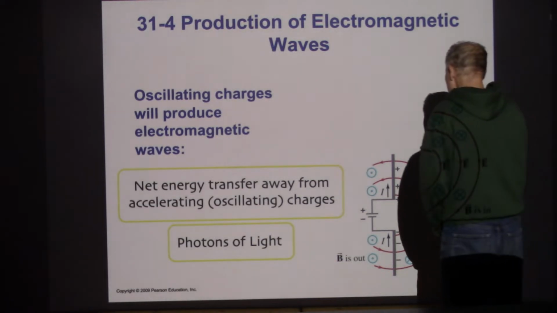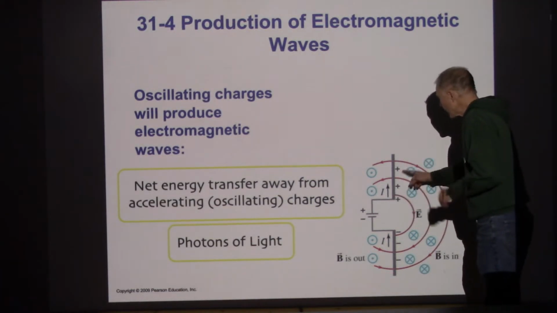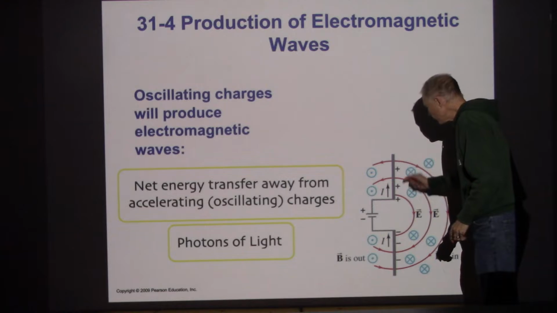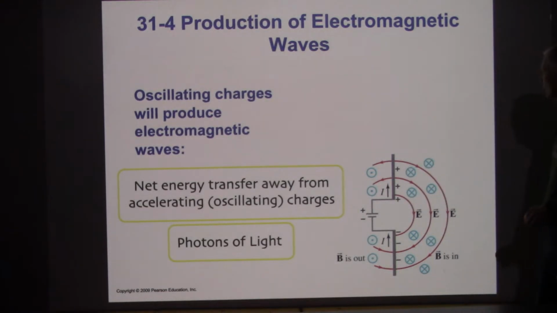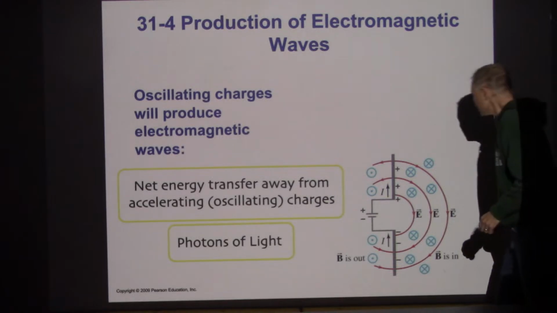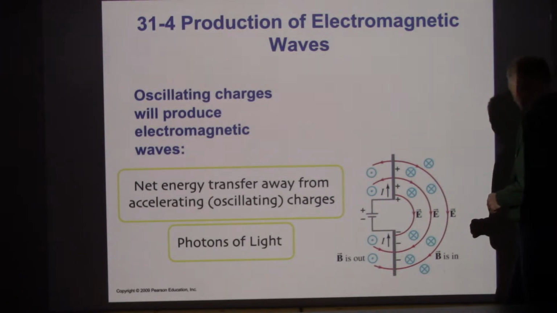So if we have charges, for example, that are oscillating back and forth. Let's say we have a region where the charges are oscillating back and forth in an antenna. What's going to happen is we are going to generate electric fields.